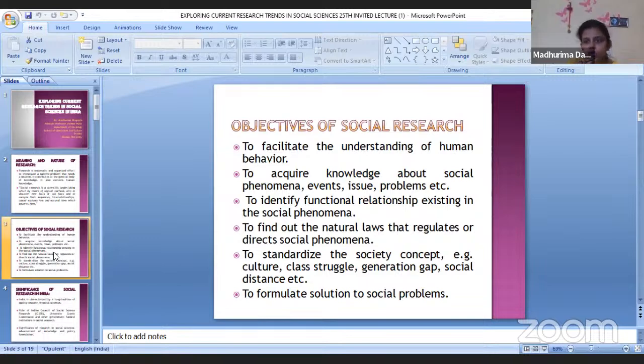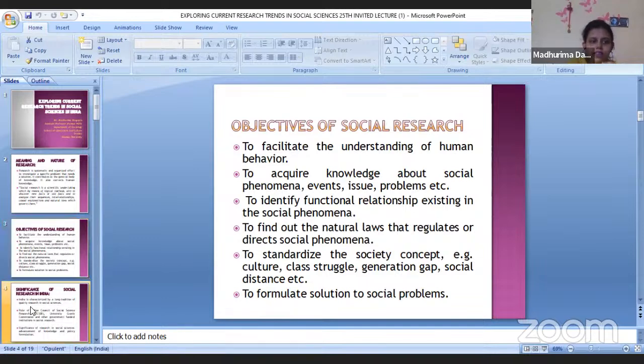By solution, I do not mean that these problems will be completely washed away from the society. No, because no problem is completely eradicated. It can be reduced or curtailed to a certain extent. It can be controlled to a certain extent through the means of law and order. So various means of social control, formal social control, law and order. Okay, so these are the objectives of social research.